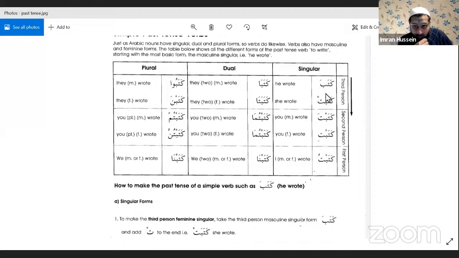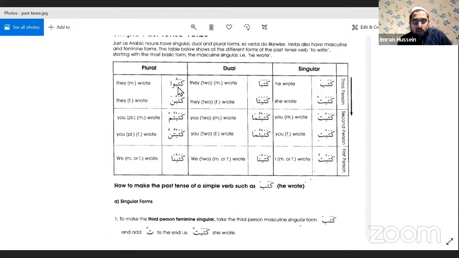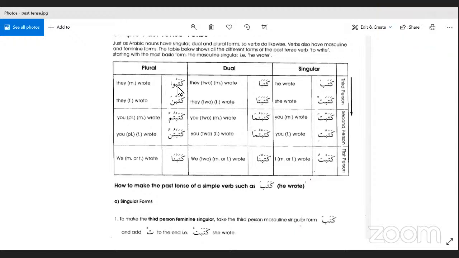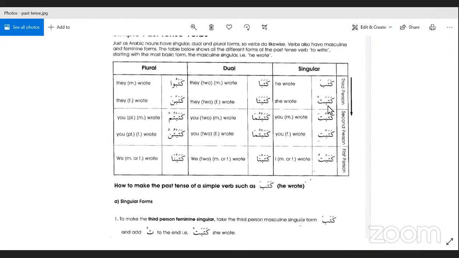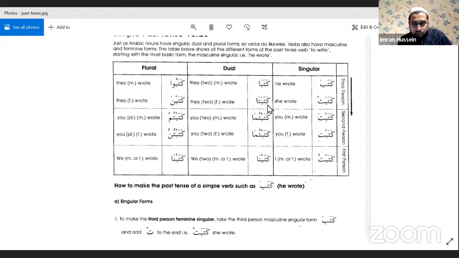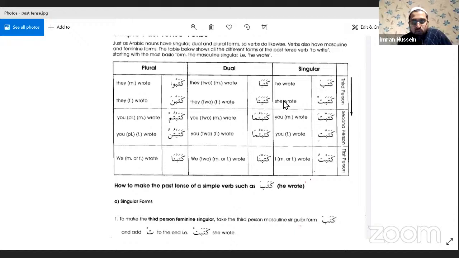Bismillah. Raja'a, he went. Raja'a, the two males went. Raja'u, the all males went. Excellent. Raja'at, raja'at with sukoon at the end. Correct, she went. Raja'ata, the two females went. And raja'at was she went.